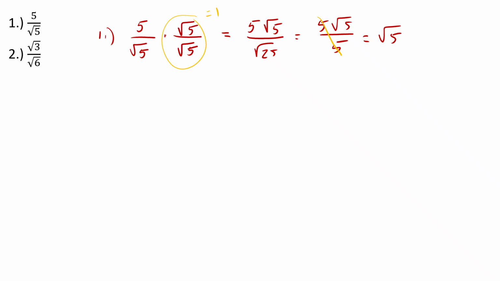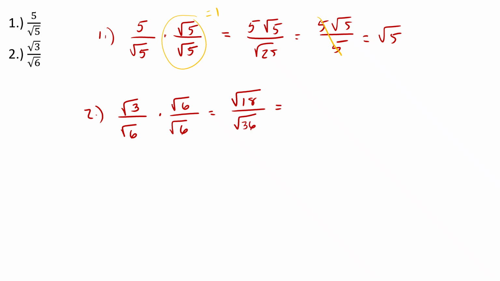Okay, for the next one, we have the square root of 3 divided by the square root of 6. So using the same reasoning, we're going to multiply by the square root of 6 over the square root of 6, which of course is equal to 1. This will give us the square root of 18, and you can go straight to the 6, okay? That would be fine. Or if you want to just see more of the work, that would be the square root of 36, which is 6.